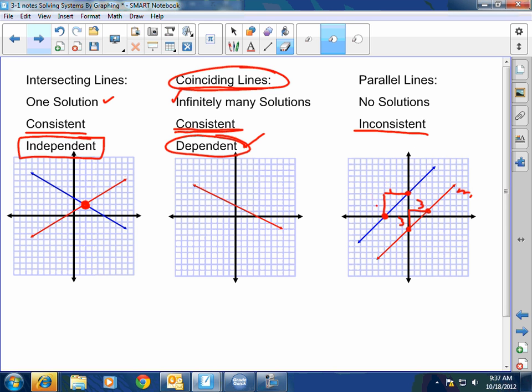Let me explain that, especially the y-intercept part. We already proved that the slope was equal. What's the y-intercept of the blue line? It's kind of hard to see, but for those of you that can, great, 4. What's the y-intercept of the red line? Negative 2. Do they have the same slope and different y-intercepts? Then that is a parallel line, no solution. What happens if they have the same slope and the same y-intercept? Then they're dependent. Very good. Infinitely many solutions. They're the same line. Does that make sense, guys?